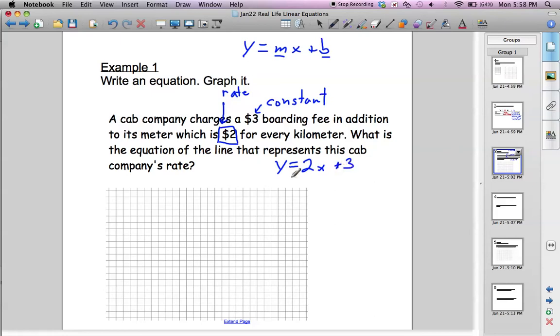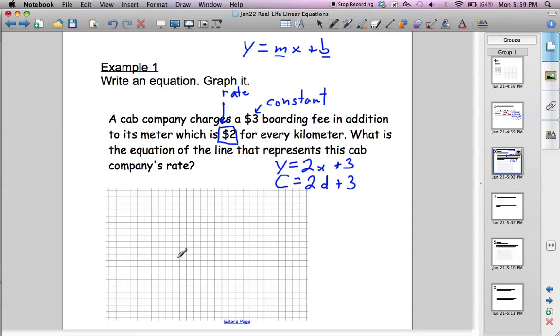Now, rather than writing y and x, in a real-life context we can change the symbol if we want. We can write this as cost equals $2 per kilometer. So let's put distance in here: 2d plus 3. So we can write cost equals twice the distance plus 3. Now we're going to be graphing.